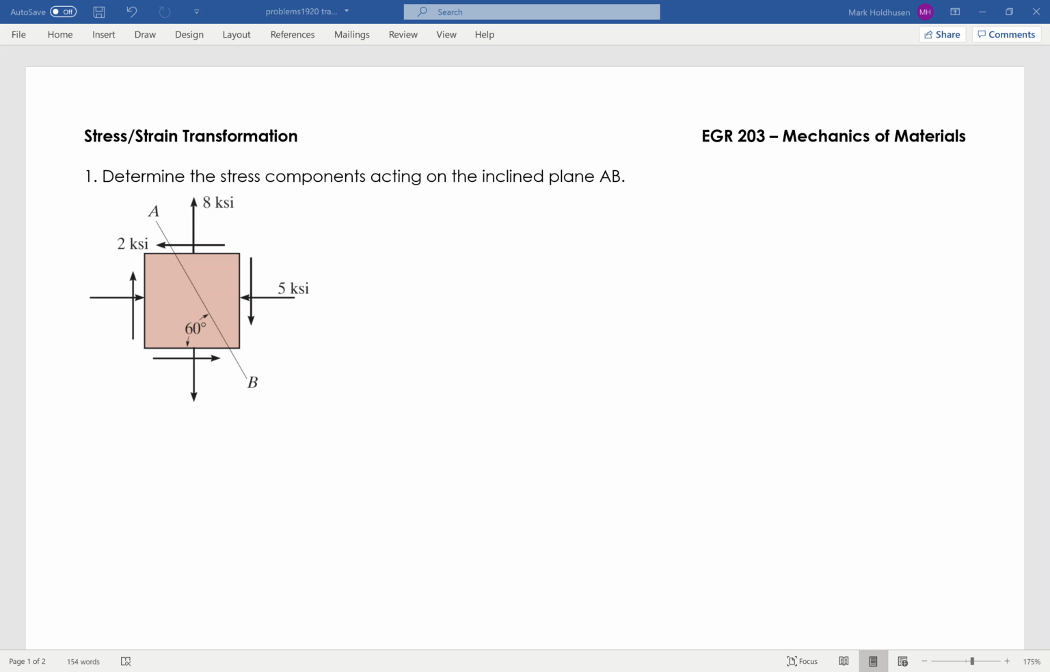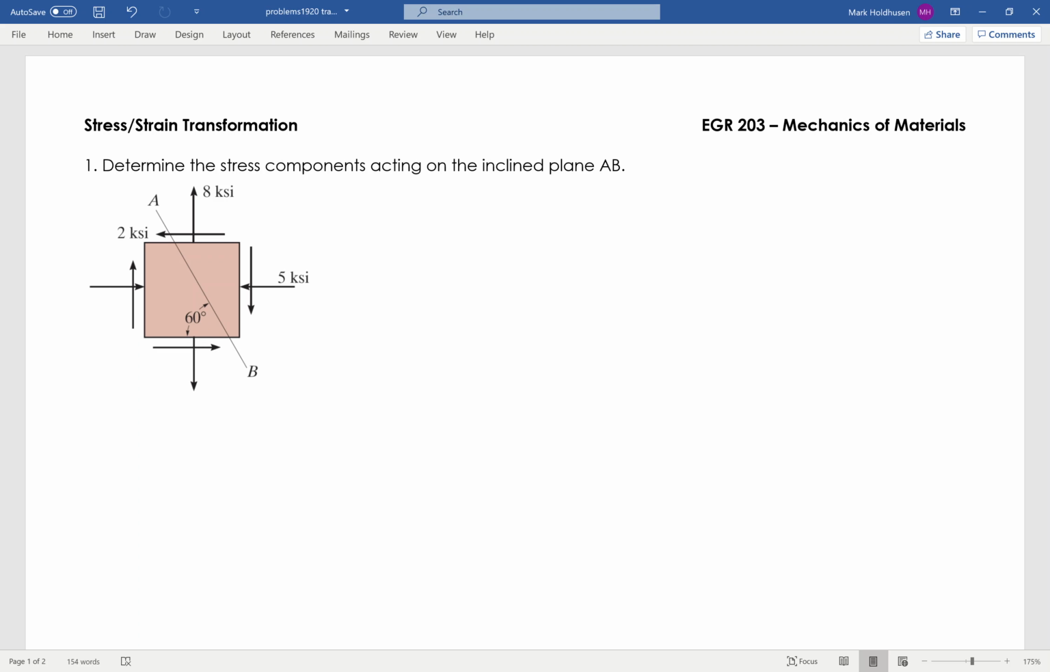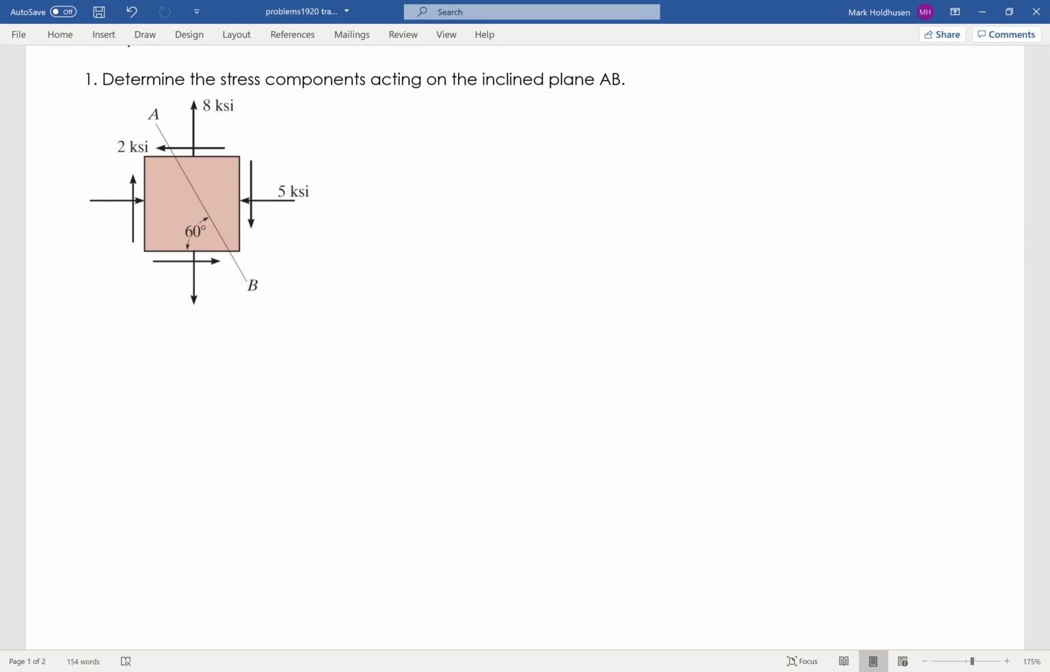Okay, so I've got an element with some state of stress on it, and I want to find what the stresses are acting on that inclined plane AB. Now, to solve this is pretty simple. The more difficult thing is to figure out what we're doing. And really all we're doing is looking at it in a different orientation. We're just reorienting the object, seeing what kind of stresses we have in different directions when we do this.